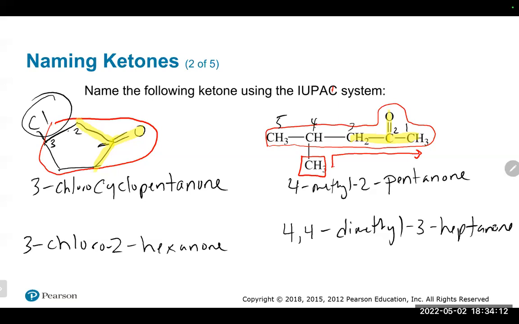All right, then we're going to draw some here. So once again, starting backwards. ONE tells me it is a ketone, and hexane basically tells me it's 6. So that seems like a good place to start. So that is 1, 2, 3, 4, 5, and 6.